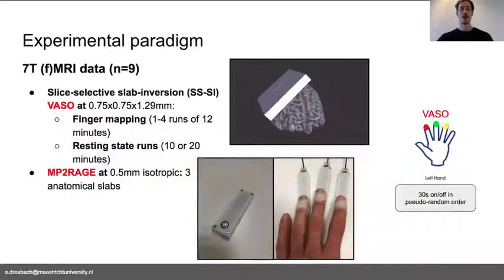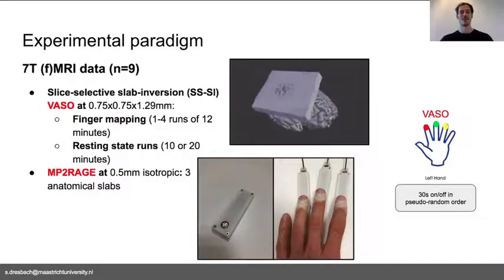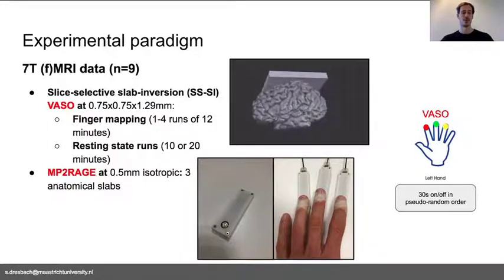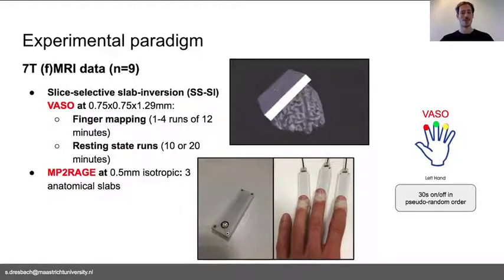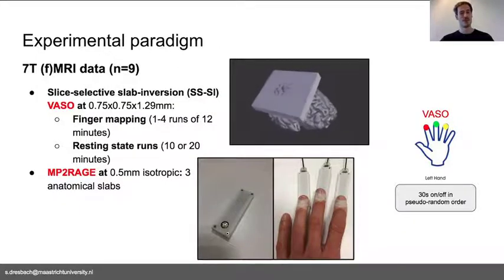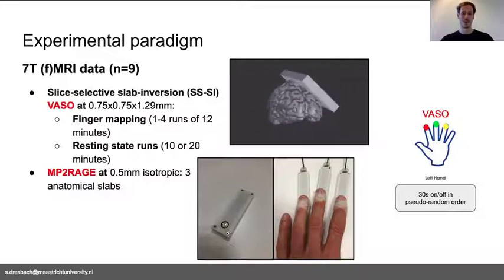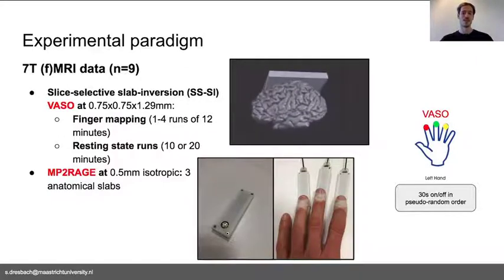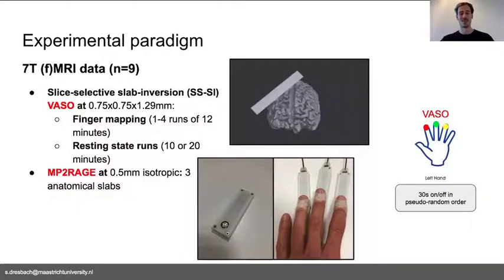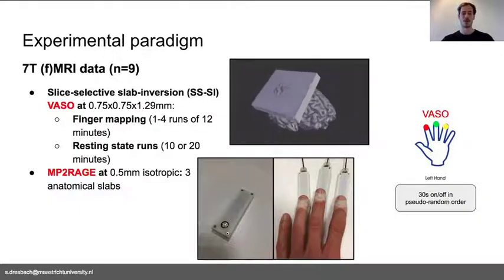To do so, we acquired stimulation and resting state data using vascular space occupancy, or VASO, at 7T with an in-plane resolution of 0.75 mm squared. In VASO, cerebral blood volume and bold images are acquired in an interleaved fashion, so we end up having both contrasts. While bold data is more sensitive, blood volume measurements are more specific to the underlying microvasculature.